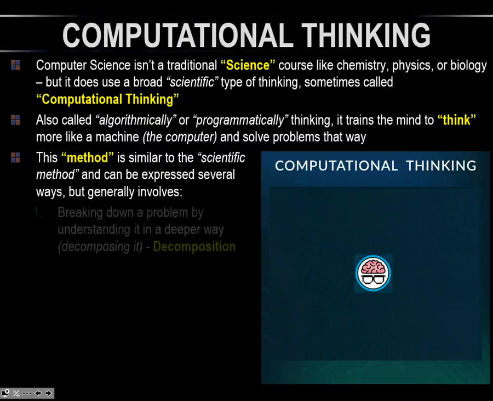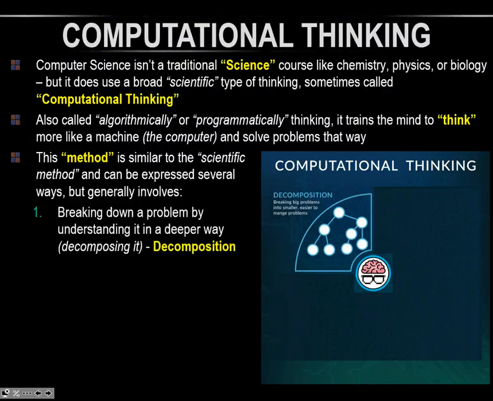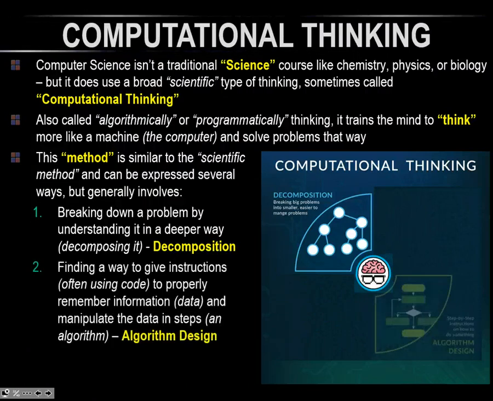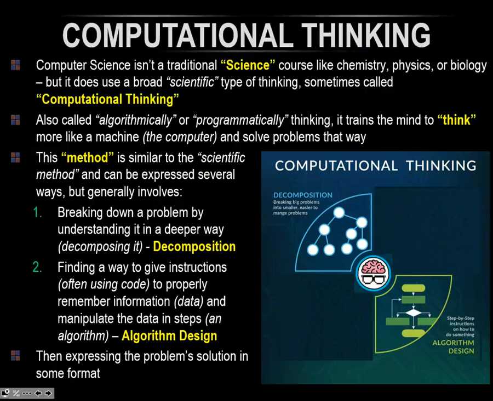Let's break it up into 4 steps or 4 areas. 1, we've already mentioned this, decomposing a problem, breaking it up into components. This is understanding a problem in a deeper way. 2nd will be designing an algorithm or algorithm design, finding a way to give instructions to properly communicate how that solution goes. In computer science, this is generally done through some form of coding. Okay? How do I remember information, the data? How do I formulate the steps, the algorithm itself? Okay? Now, that's the basics of computational thinking. Decomposing the problem, building up an algorithm.